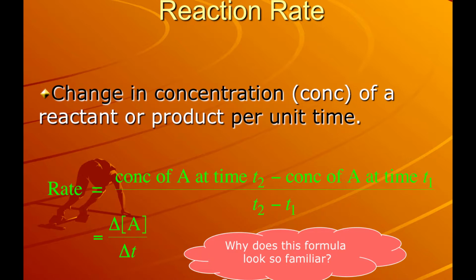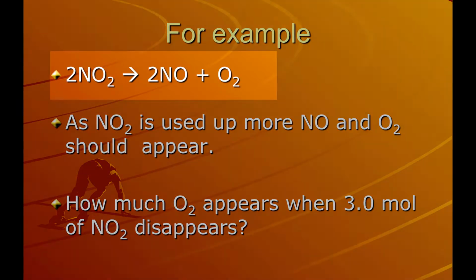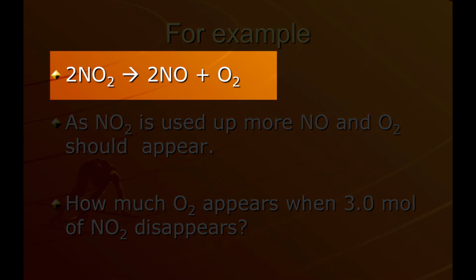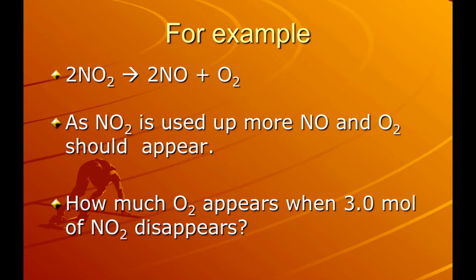But if we just measure how much product gets made or how much reactant goes away, we can figure out a reaction rate. So for example, we've got NO2 turning into NO and O2. For every NO2 that gets used up, we're going to produce 1 NO. And for every 1 NO2 that gets used up, we'll produce half an O2. So a problem: when 3 moles of NO2 disappear, how much O2 appears from the balanced equation up here? The answer is 1.5.